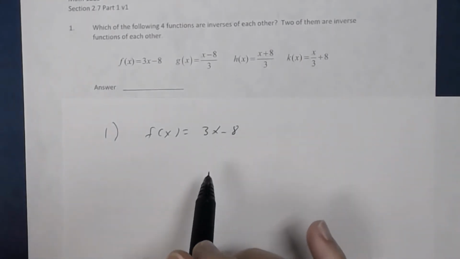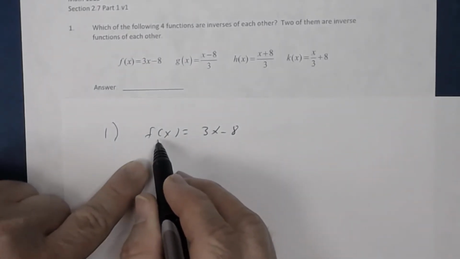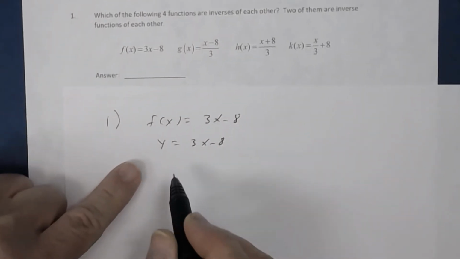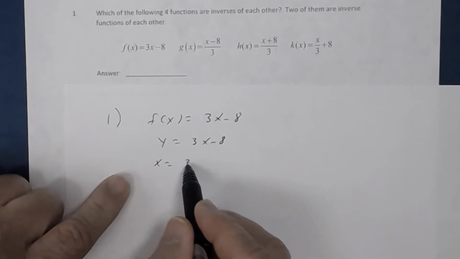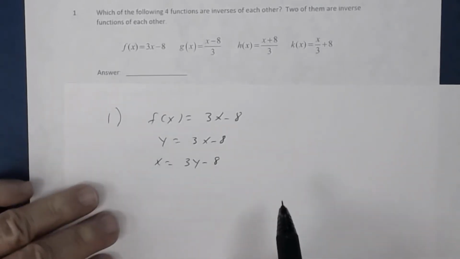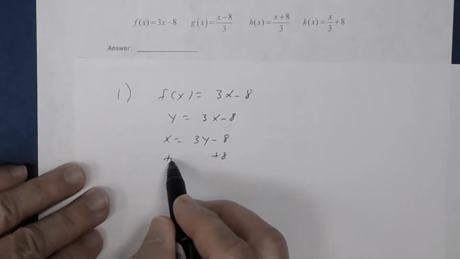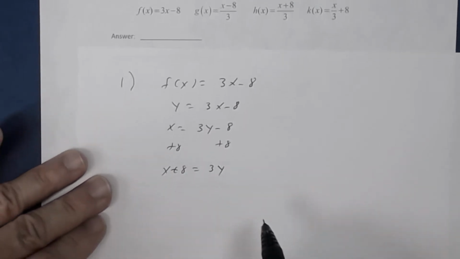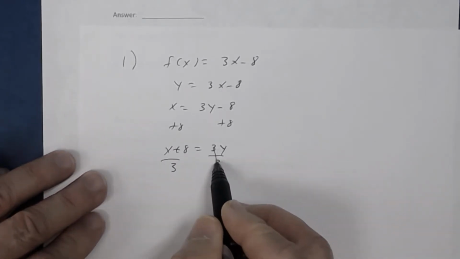Remember the algebraic approach to finding the inverse? We let f of x equal y, just like this. Then we interchange the variables, so we get x equal 3y minus 8. Then we solve for y. Add 8 to both sides, and I get x plus 8 equal 3y. To get y by itself, I divide both sides by 3.